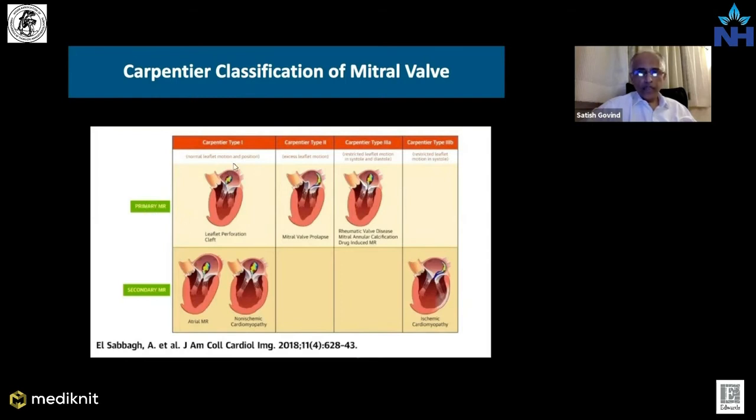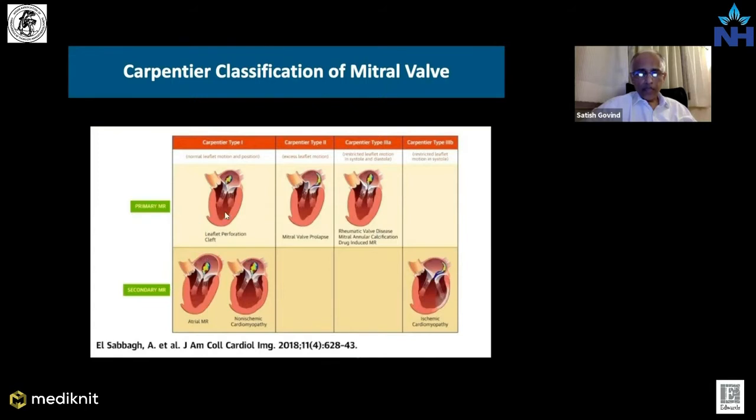Here the leaflet motion is normal, and this is where most of the time it's a perforation because of an endocarditis, as an example. And then you have the excessive leaflet motion. Here the example is mitral valve prolapse. And then the third one is the restricted leaflet motion, and this is the rheumatic valve disease.